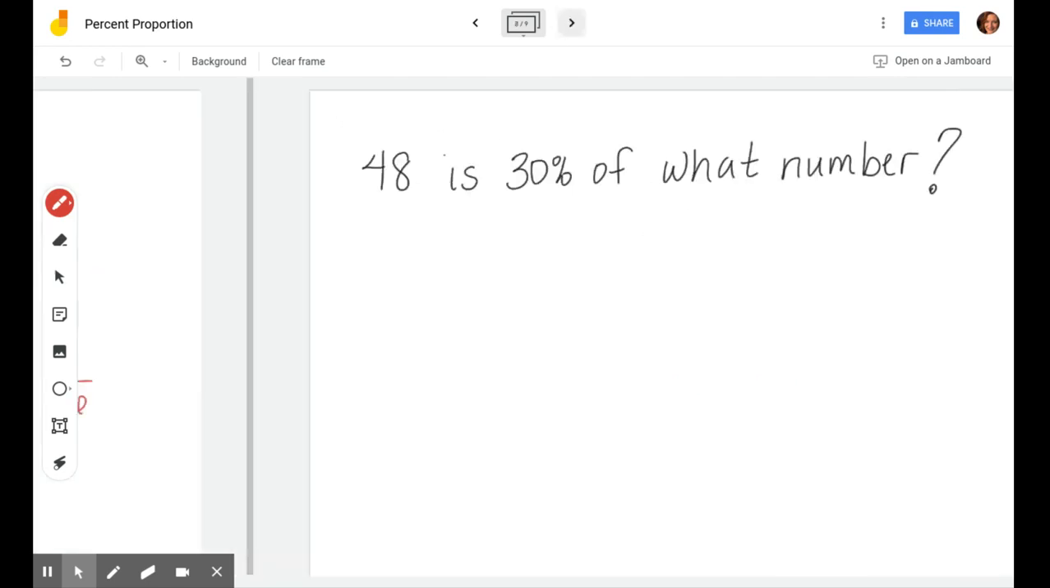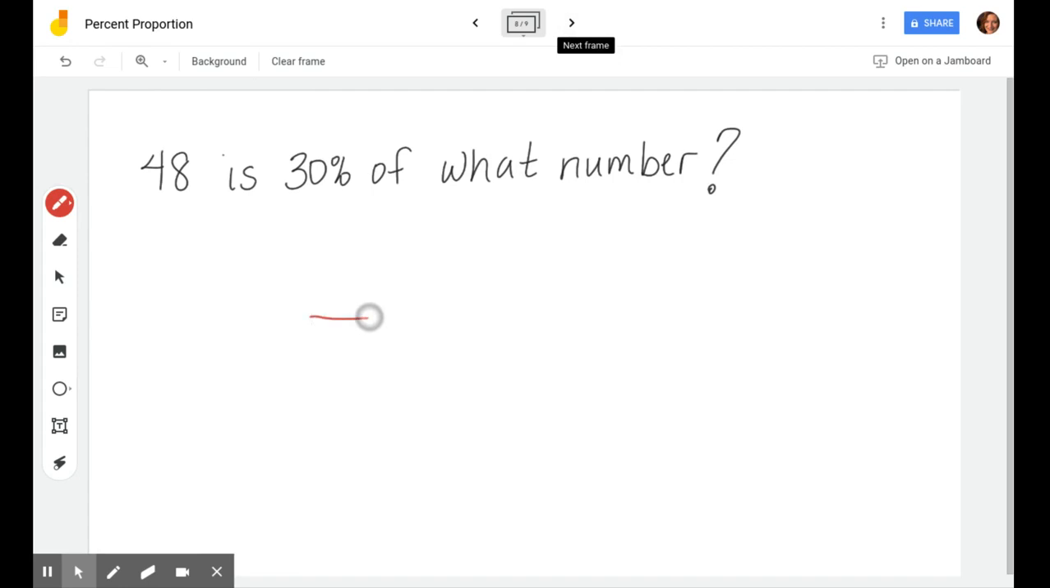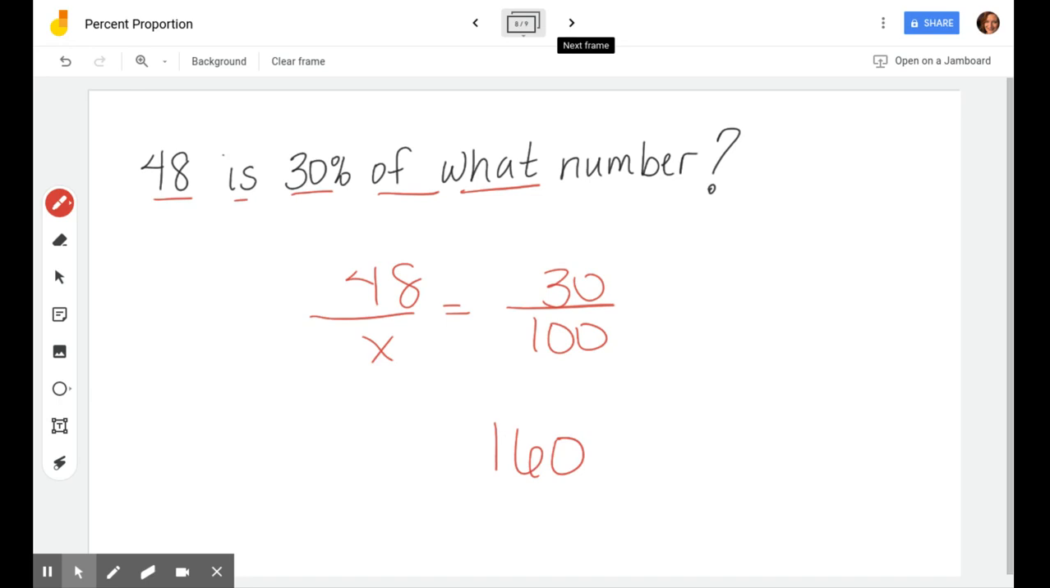Let's do one more. 2 fraction bars, equal in between, 100 on the bottom right. Let's see, I know the percent is 30, so that goes on top of 100. I don't know what it's out of, so I put an X on the bottom, but 48 is how much we have, so 48 goes on top. I'm going to do 48 times 100 and get 4,800. I'm going to hit divided by 30, and I get 160.